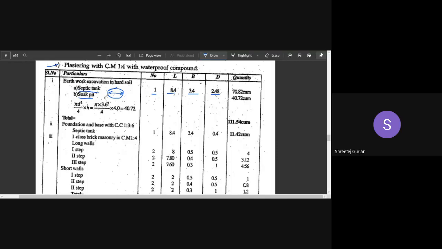So that is what they have given over here, pi by 4 into d squared into depth, that is 4 meters. So you get total excavation required for soak pit as 40.72. That is written over here. Okay, so totally it will be 111.54, adding both of these. Okay, excavation is clear. I hope excavation is clear. If you have any doubts, please let me know.